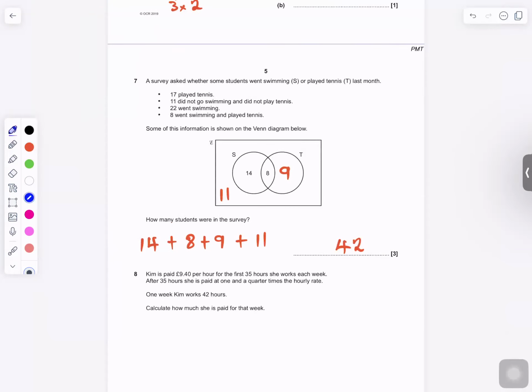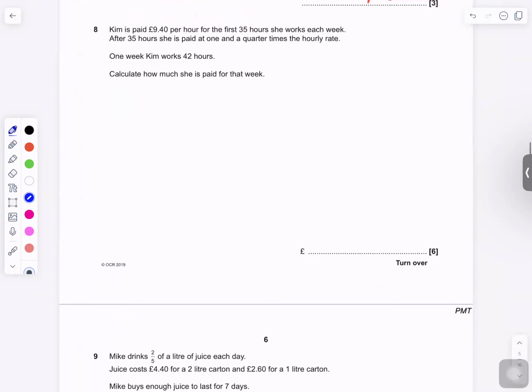I started off by doing £9.40 times 35. Okay, 1 and 1/4 is 1 hour 15. And one quarter is 1 point... I'm not sure. Okay, tell me what you did before. Tell me what you did. I didn't get to the one quarter bit. Okay, let me write something there first for you.